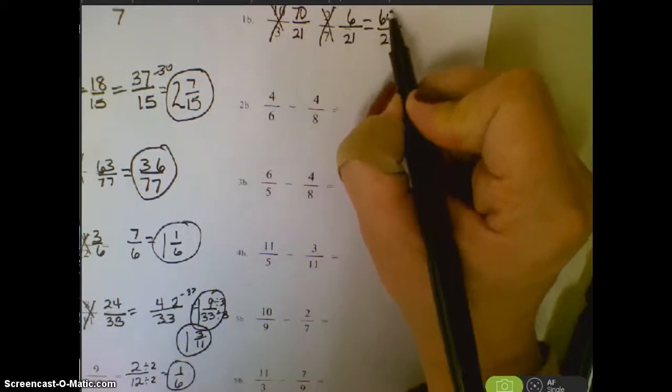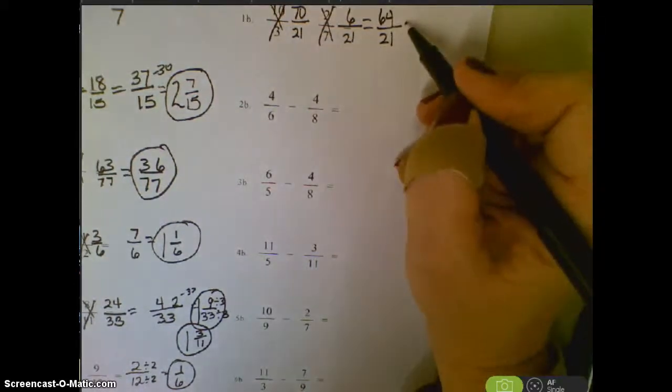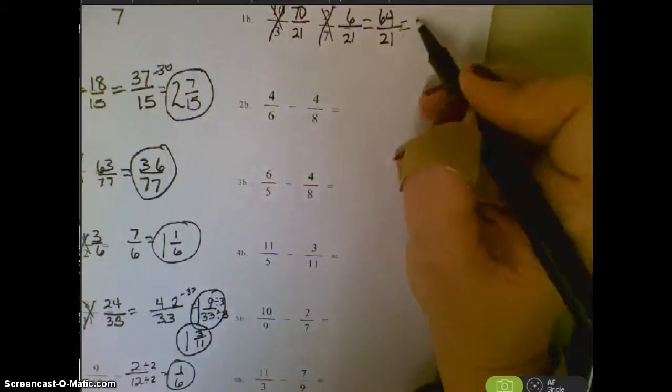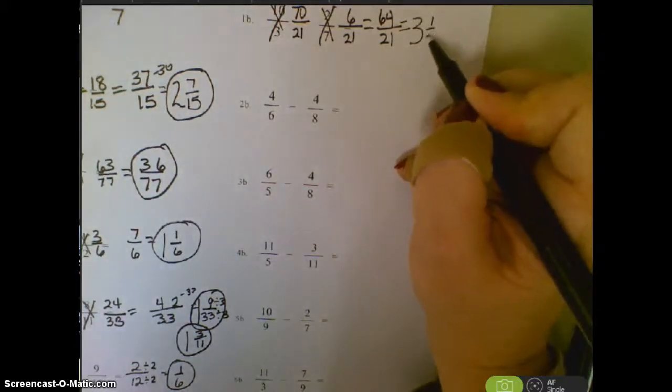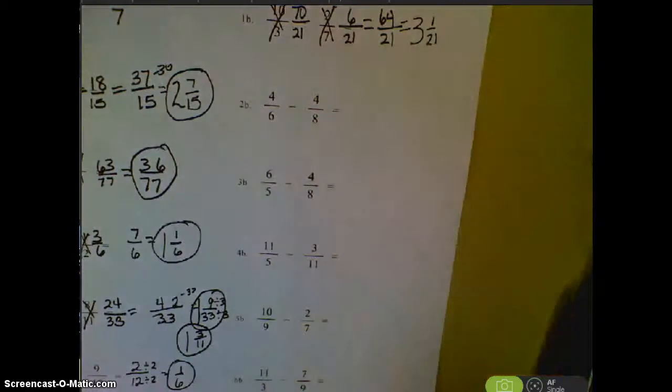64. And I think we can take a few out. 20, 40, 60, 63, and I think we have 1 left. That's a funny looking fraction. 3 and 1/21.